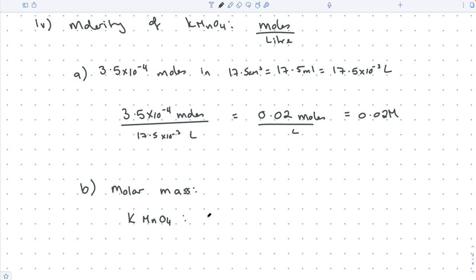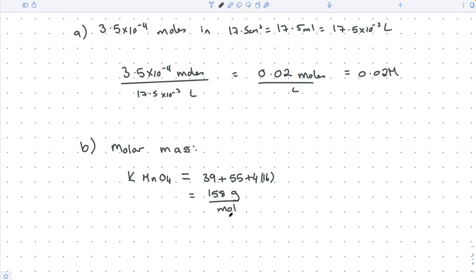So potassium is 39, plus Mn, which is 55, plus 4 oxygens, which is 16 by 4. We're going to tot that up then. So 39 plus 55 plus 4 by 16. When I tot that up, I get that the molar mass is 158 grams for every 1 mole that I have. I then look at the units. That's just my way of doing it. I look at the units and I look at what I have.